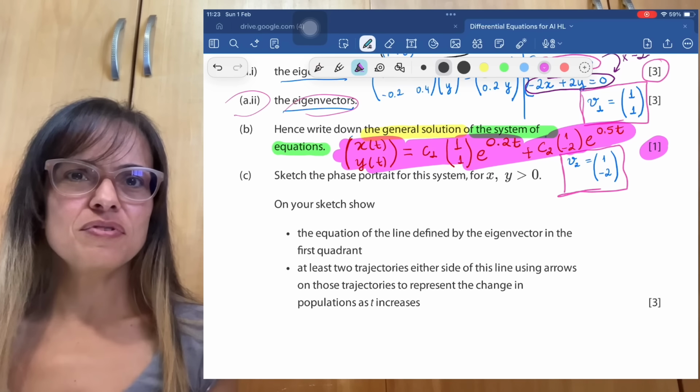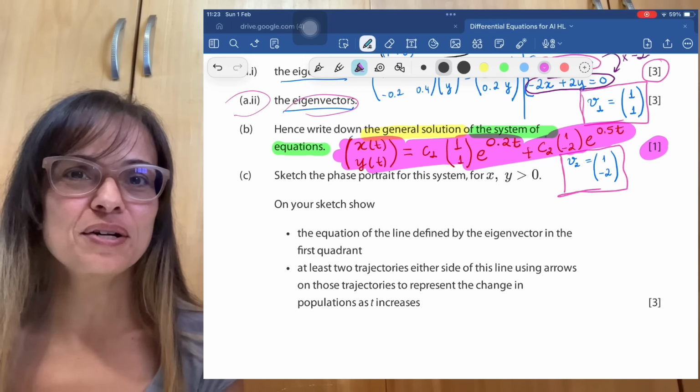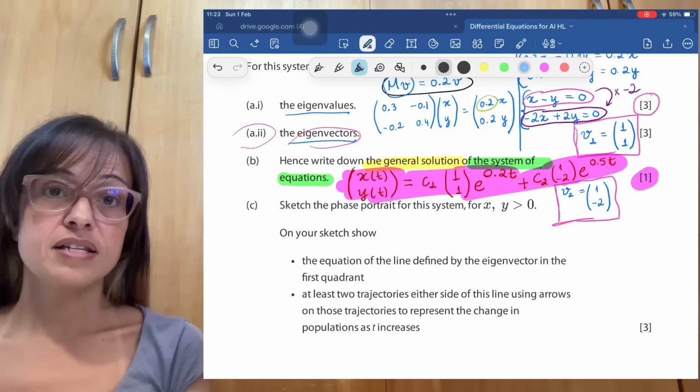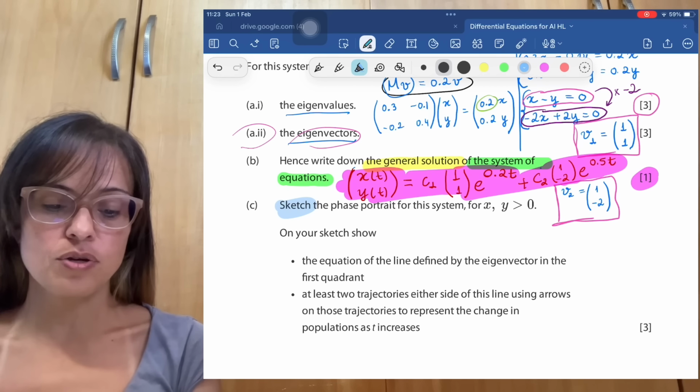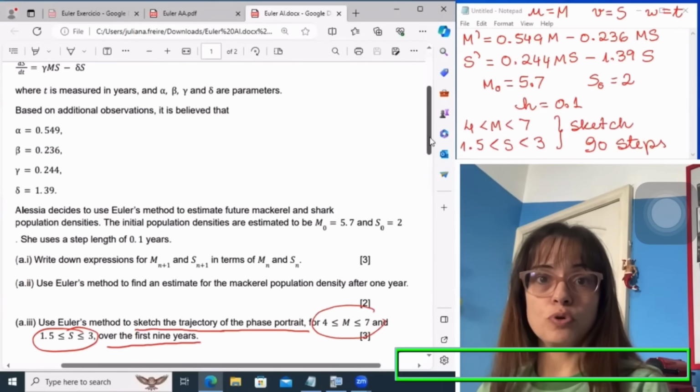This problem didn't give us an initial condition, at least not yet. I'm not sure if he's going to do it later. So we're not going to find the values of the constants C1 and C2 right now. Instead, he wants us to sketch something. He wants to sketch a phase portrait. Okay, but what is a phase portrait?